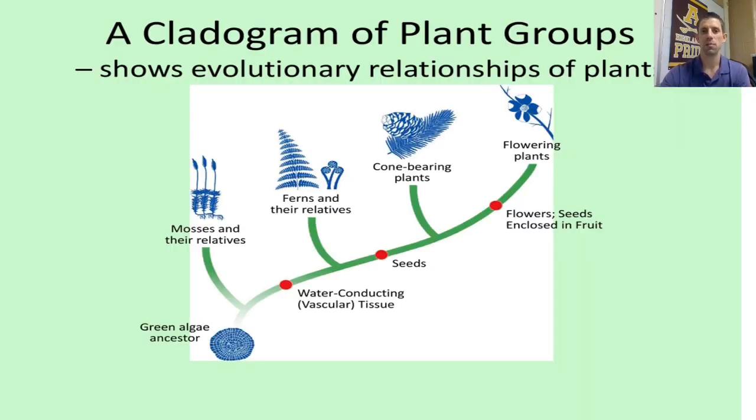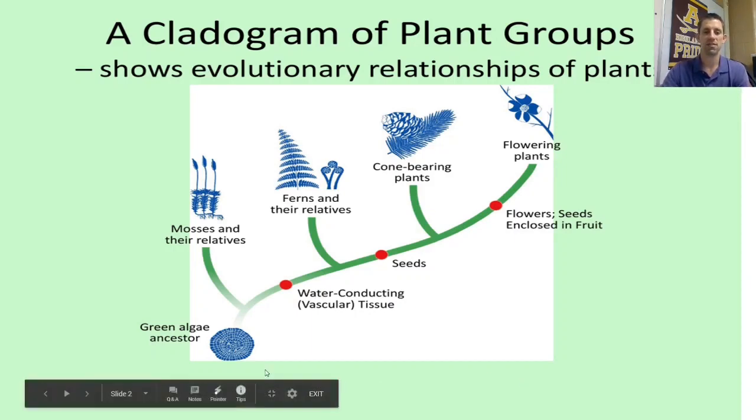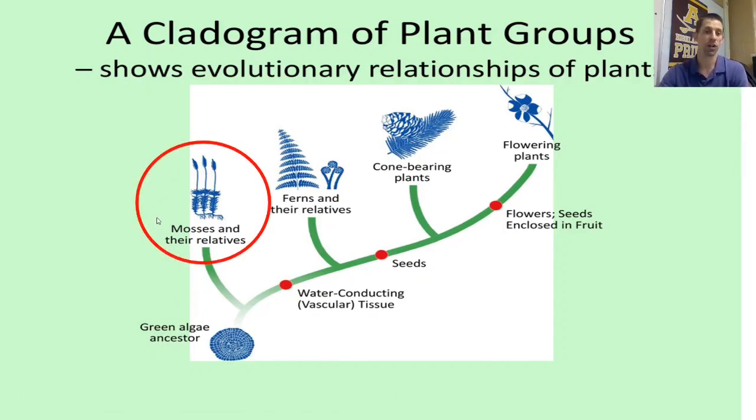Let's take a look first back at the cladogram of plants. This shows a breakdown of their evolutionary past, or the differences between the different types of plants that we see. Here we can see our ancestor algae plant, and then we have our first branch into mosses, which are what we're going to look at today.